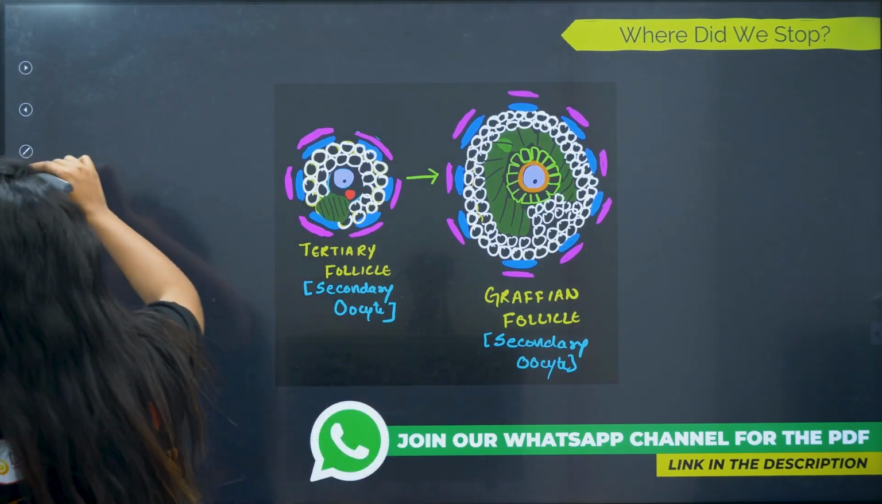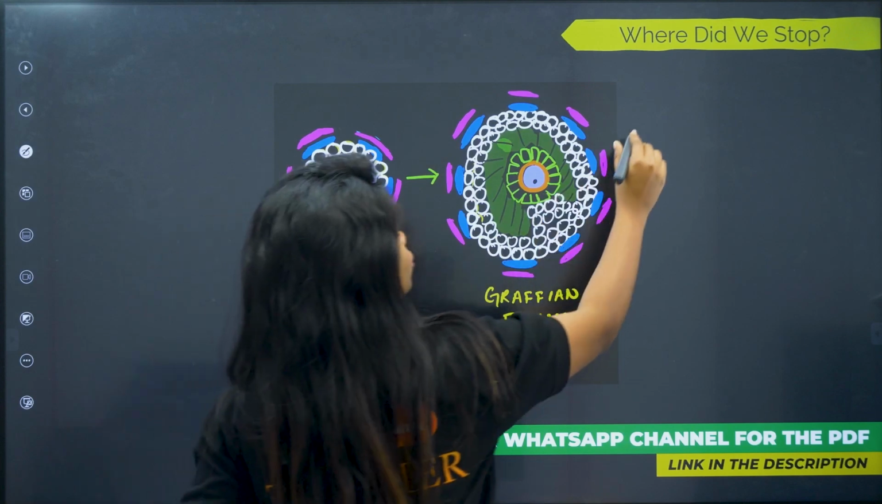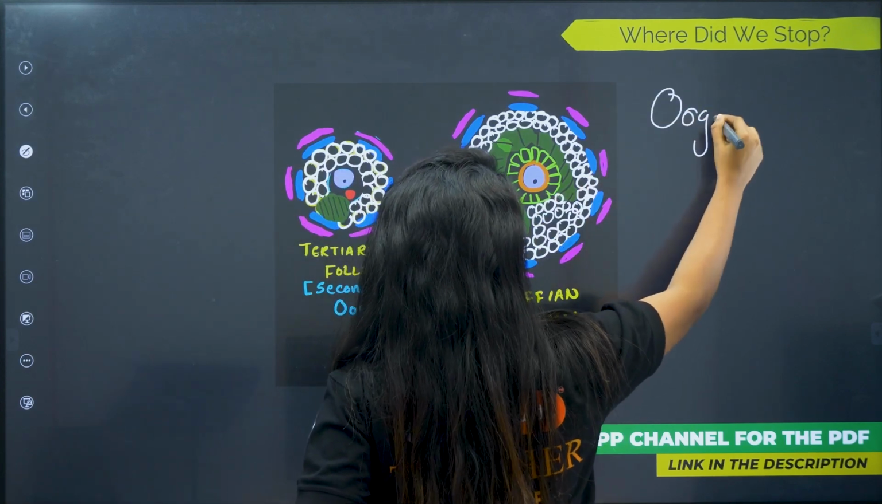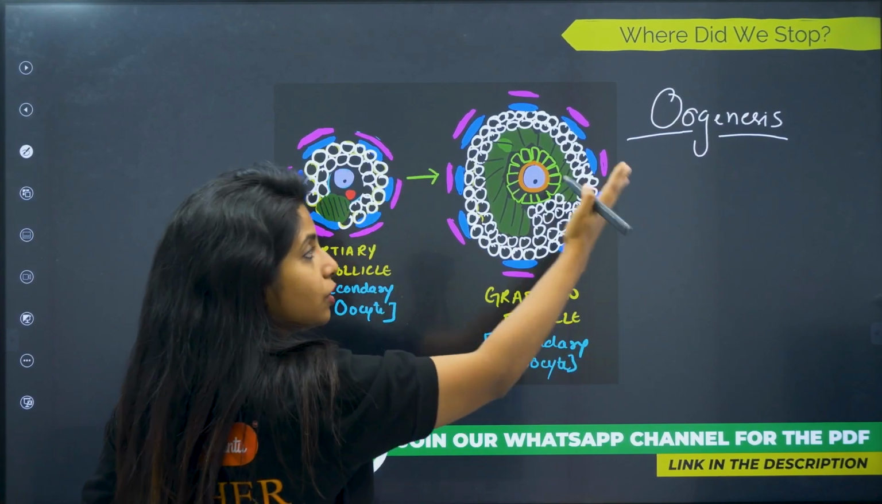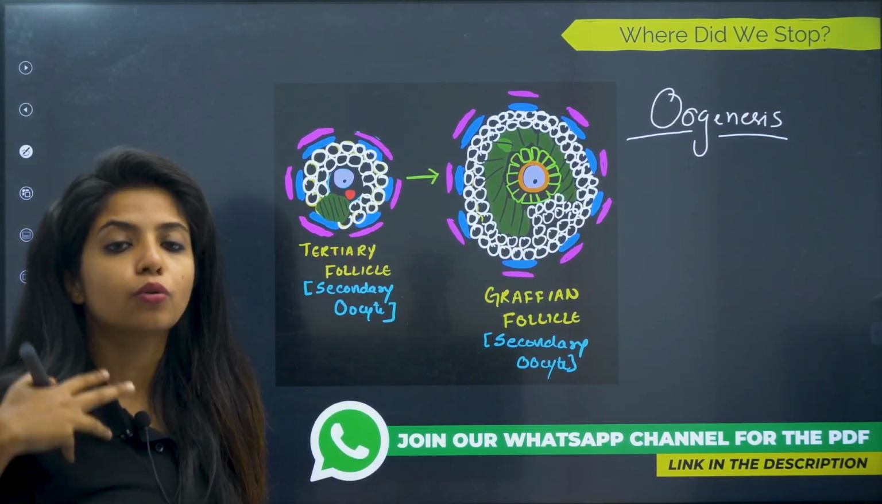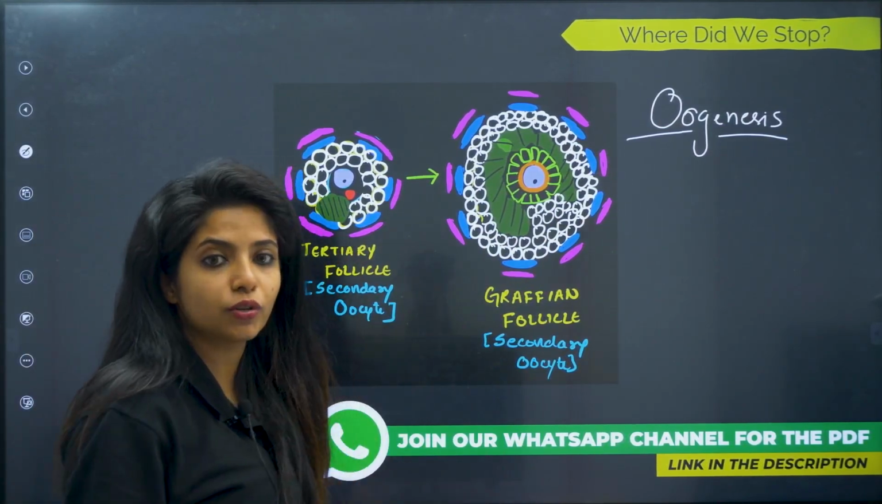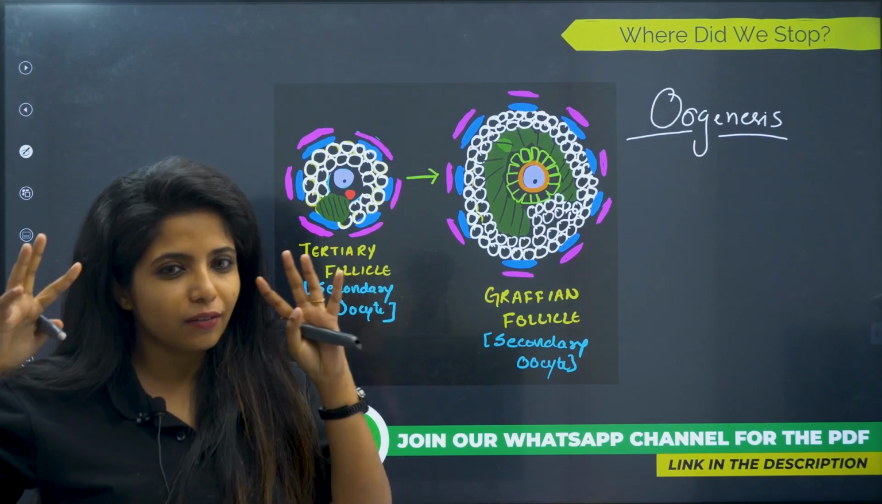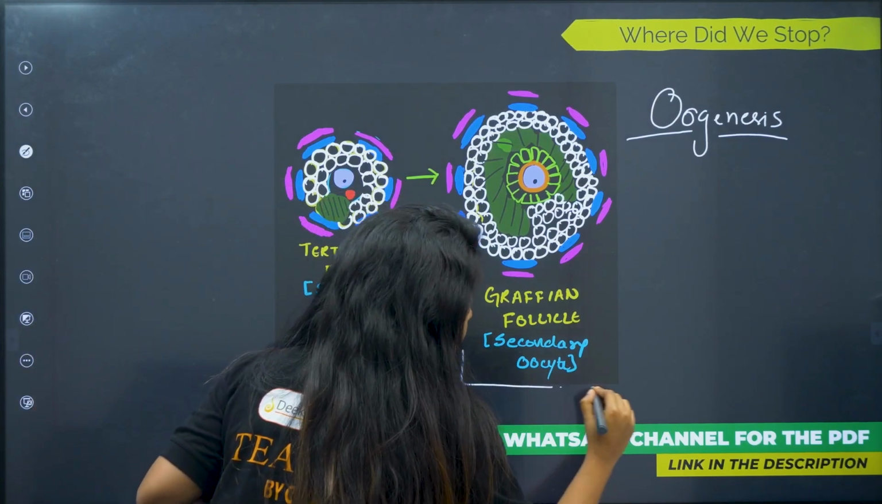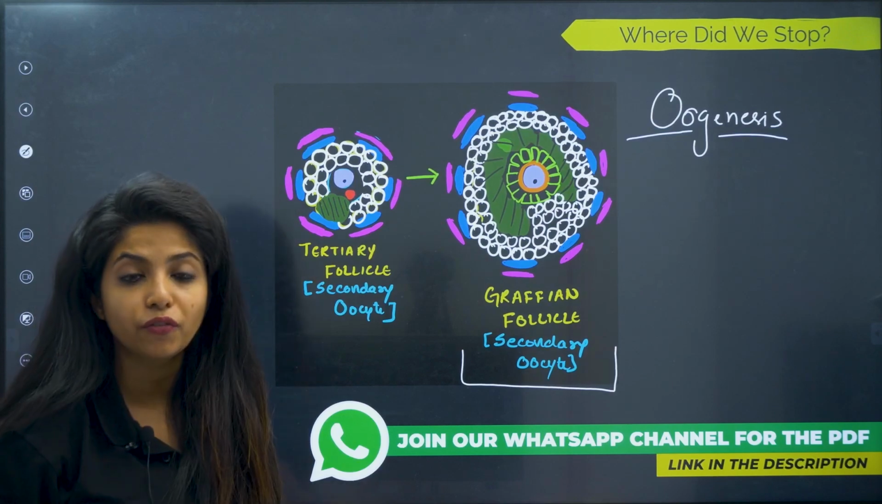And what did we study in the previous session? We studied about oogenesis. What was oogenesis, children? It is the formation of the female gamete. Oogenesis, right? So oo basically means oocyte or ovum, and genesis means formation. So we were talking about the formation of the ovum, and we particularly stopped at this particular stage, which is the Graafian follicle stage.